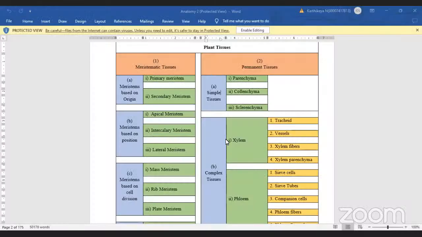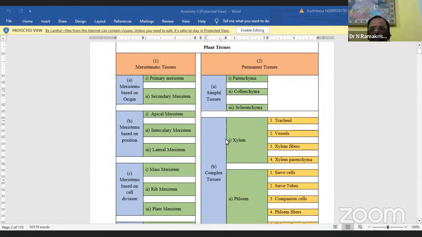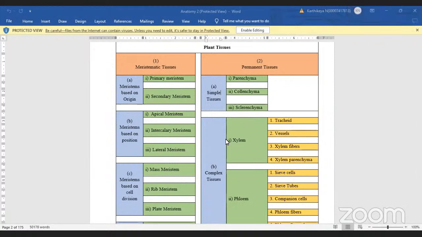The main function of water is xylem. Xylem means wood. Wood, nothing but xylem means wood. Now we are going to discuss the next topic.